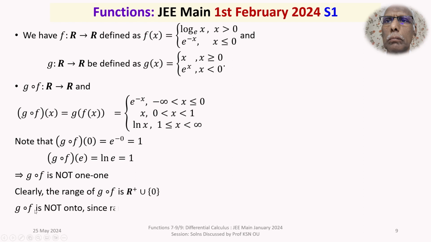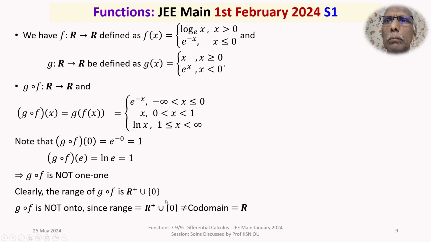So G compose F is not onto because the range is R plus union 0, that is non-negative real numbers, which is not equal to R, which is the codomain. So the range is not equal to codomain, and hence it is not onto. So our conclusion is G compose F is neither 1-1 nor onto.